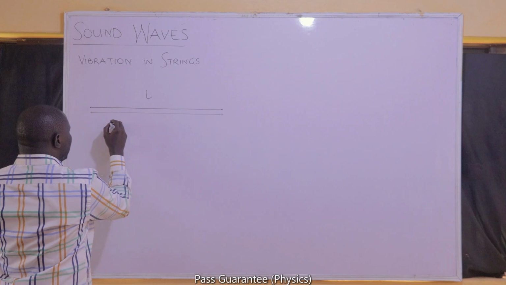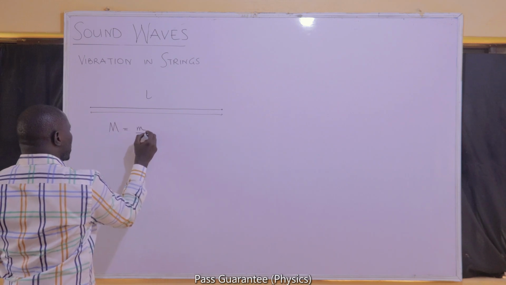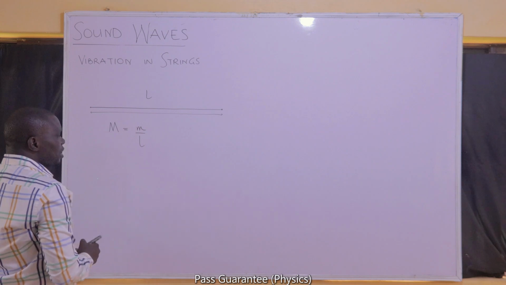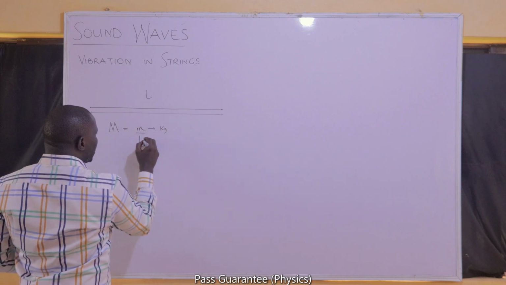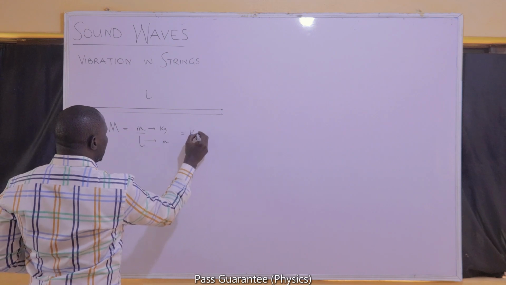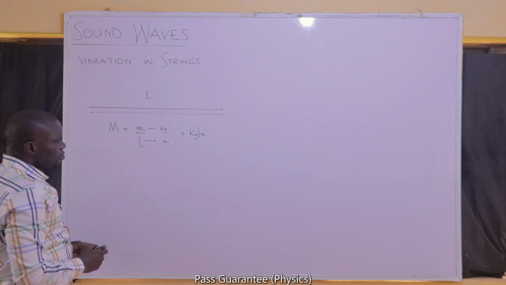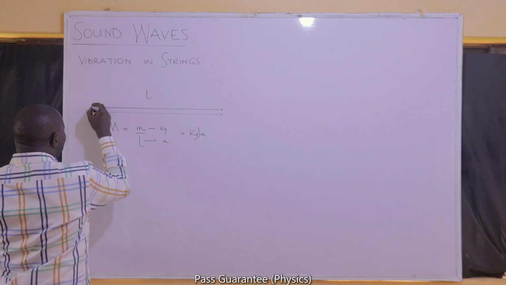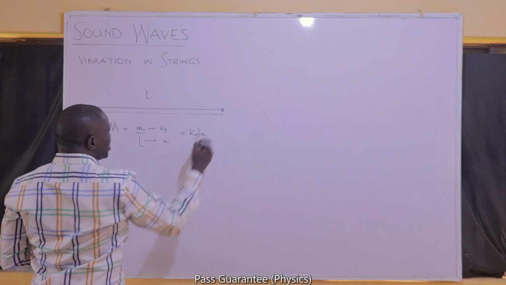Then we can find what we call the mass per unit length of the string. The mass can be in kilograms, while the length is in meters. So we expect the mass per unit length to be in kilograms per meter. Now there are knots that you can use to tighten the string also.